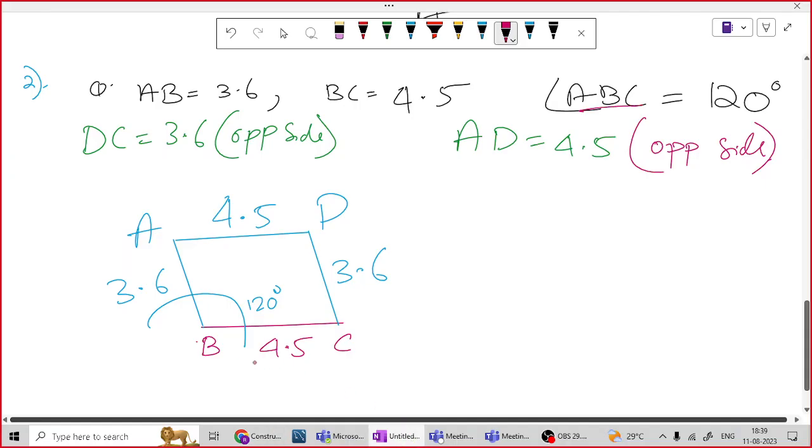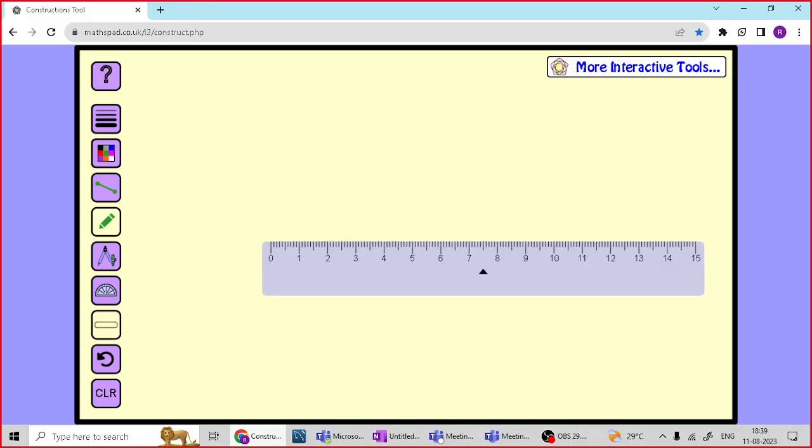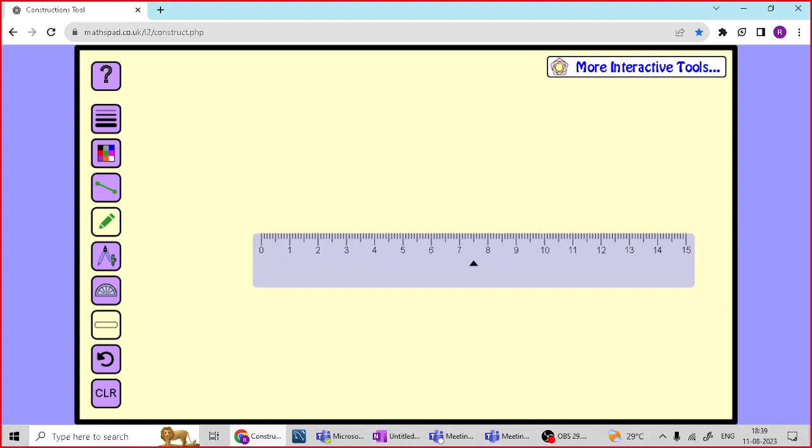So I have to take the base as 4.5. Let me take 4.5. Base as 4.5.